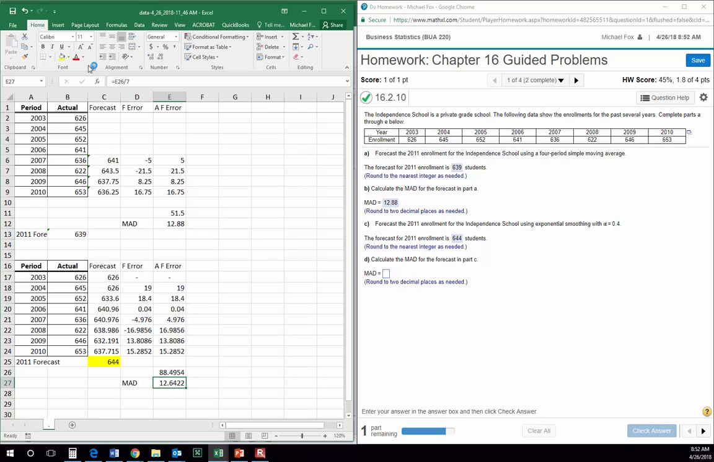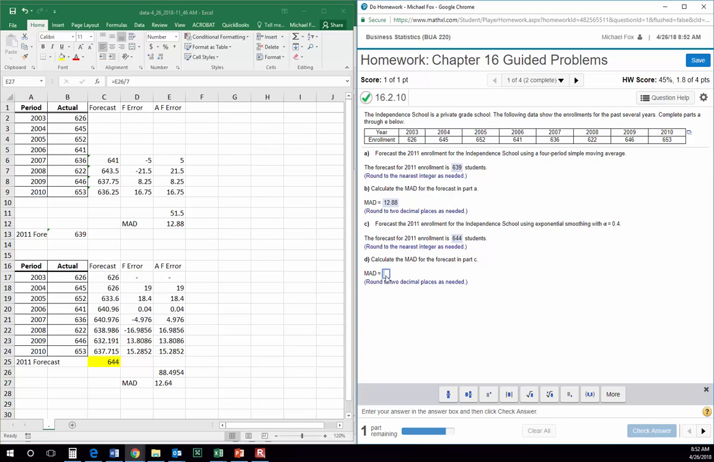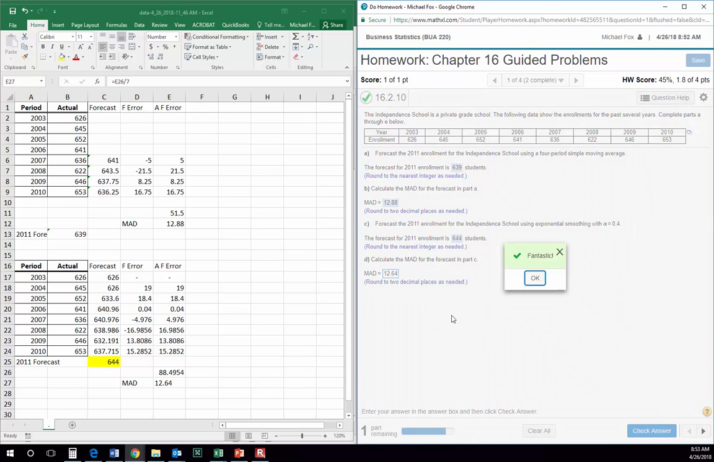Round to 2 decimal places. Now in the past, whoops, I hit the wrong button there. I've had problems with Excel with Pearson not liking the rounding, so let's see what happens. Oh, it was fine on this one, so good. So that is the end of problem number 1. Let's move on to problem number 2.